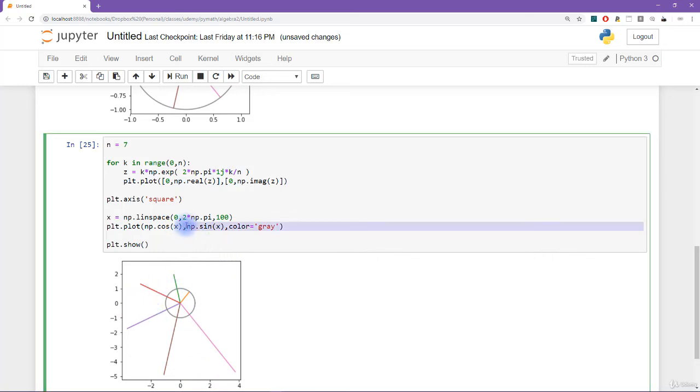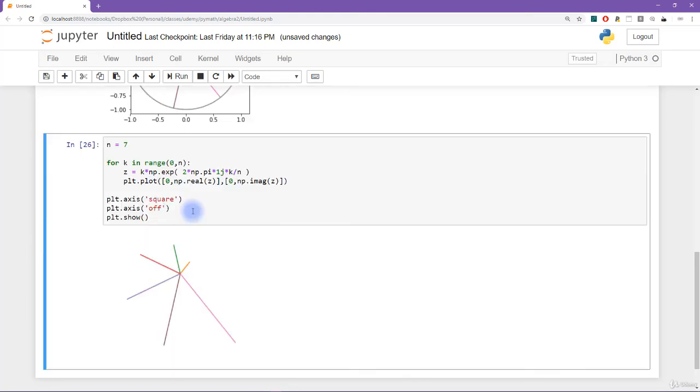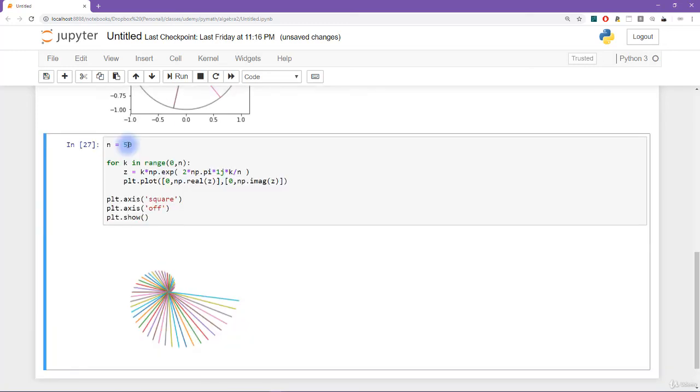And let's get rid of this. And I'm also going to turn off the axis, so axis off. Okay, so this is looking a little bit better. Let's try n equals, how about 50? All right, now this is starting to look a bit like a colorful seashell. I'm going to set this even higher to 200.